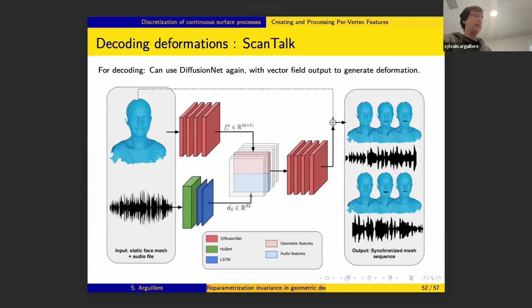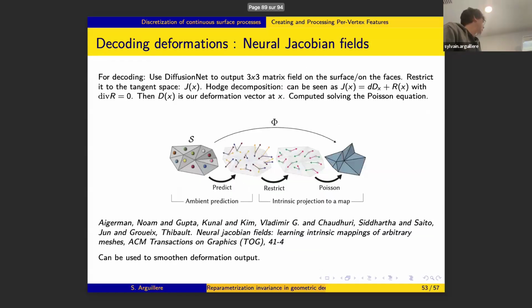But when it comes to scan talk, what worked best was that the decoder is also a diffusion net, right? And you just process features until, at the last layer, you get a three-dimensional feature which you interpret as a deformation vector, and you move in that direction, and you get your deformation, which allows you to make someone talk.